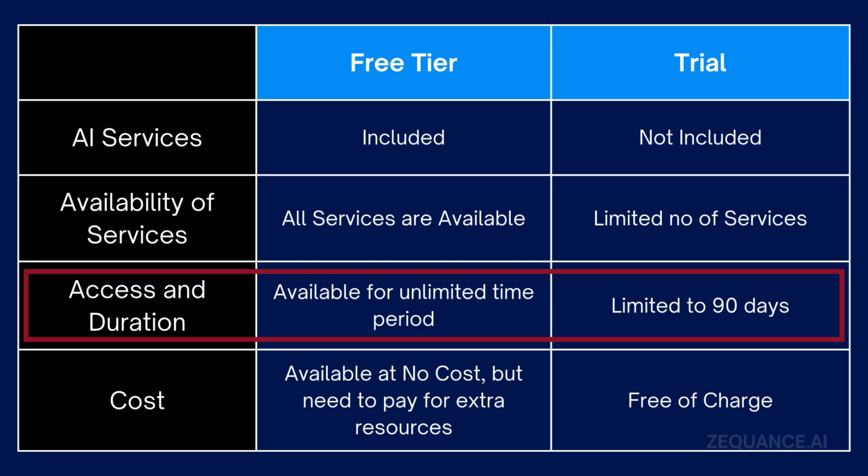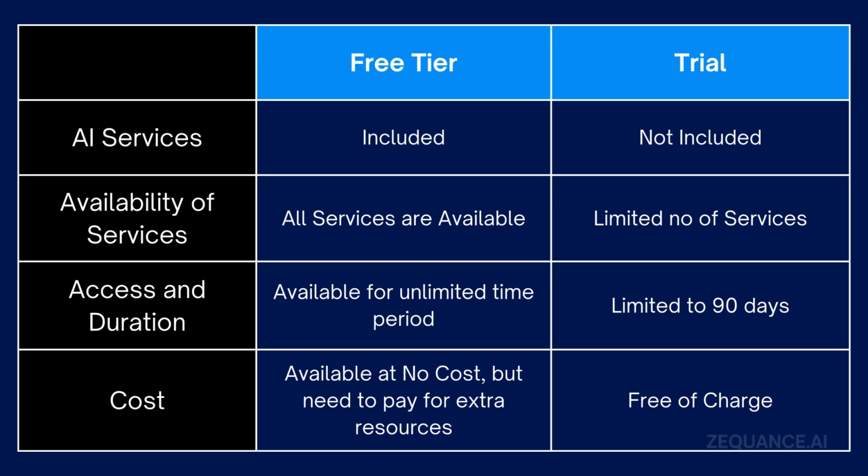And the duration and access: the free tier comes with unlimited access, which means the moment you start, you have to say if it's for 3 months, 6 months, etc. But you have an option to renew it every 3 months or every 6 months. But for the trial, it's for 90 days. Once you reach the 90 days period, SAP is going to delete your account. So choose wisely.